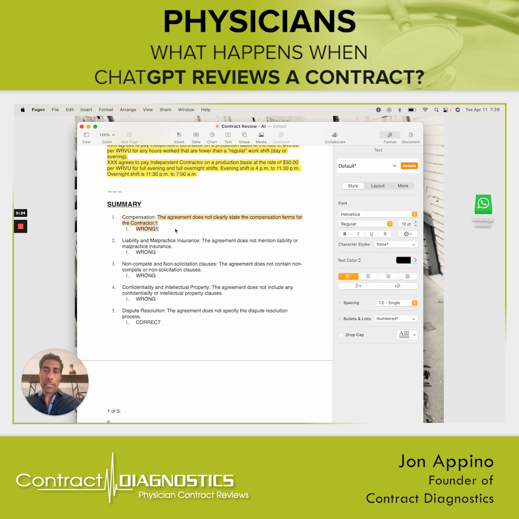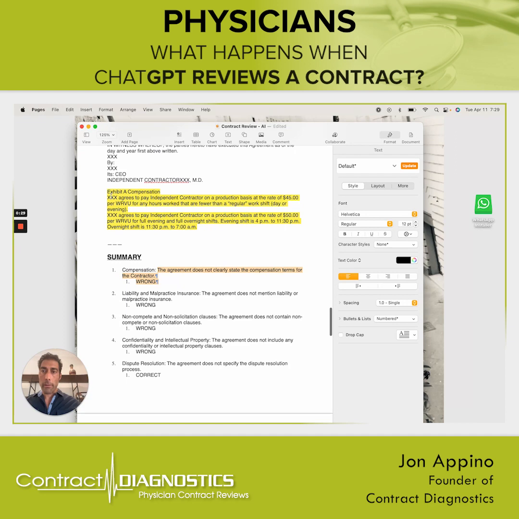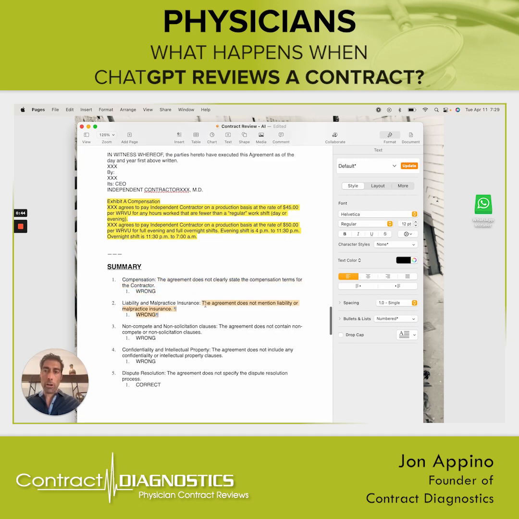The agreement does not clearly state compensation for the terms. Well, that's wrong. It says it right here, right? Company will pay independent contractor a production rate of $45 per RVU for any hours worked. They agree to pay the contractor a production rate at $50 per RVU for evening hours. So that's wrong, okay? Liability insurance. The agreement does not mention liability or malpractice insurance.